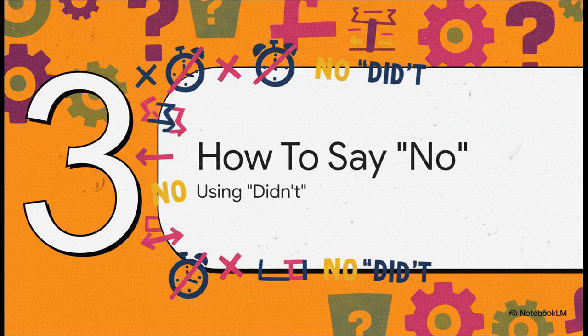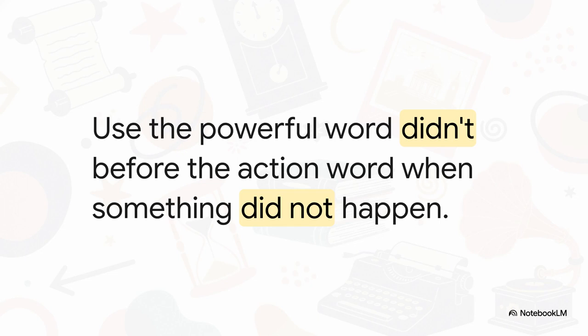Okay, so we've got a handle on how to say what happened. But what if you need to say something didn't happen in the past? Well, guess what? There's a super simple way to do that too. You just need one simple, really powerful word to do all the heavy lifting for you. And that word is didn't. It's the magic key to making any past action negative.